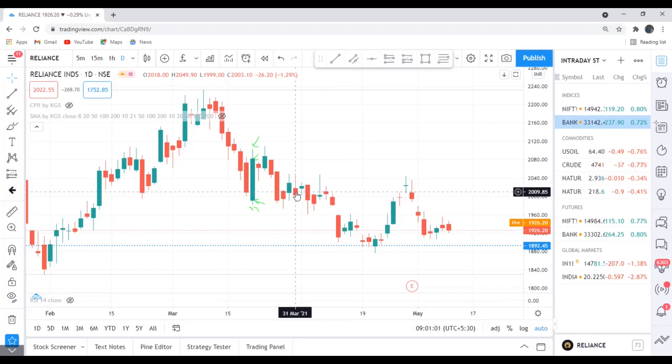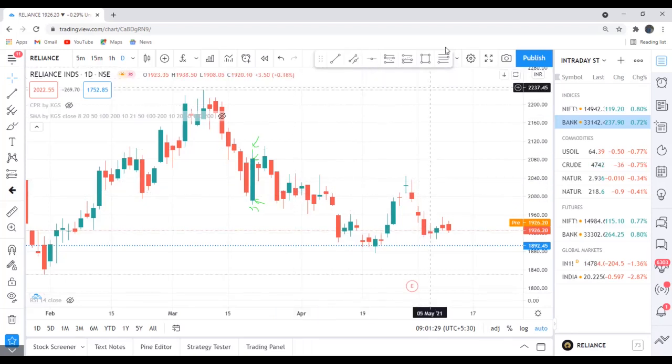2003.1 is less than 2018. That means here Reliance Industries opened at 2018 and closed below, at 2003.1. So the close value is less than open, so it is a bearish candlestick, and this color is red.